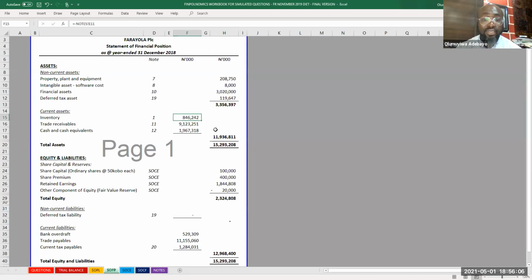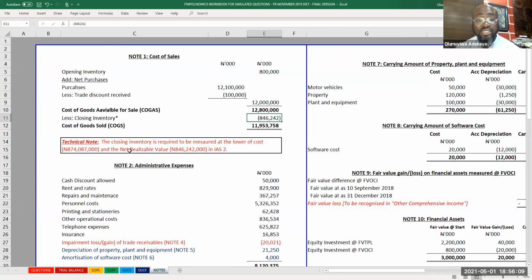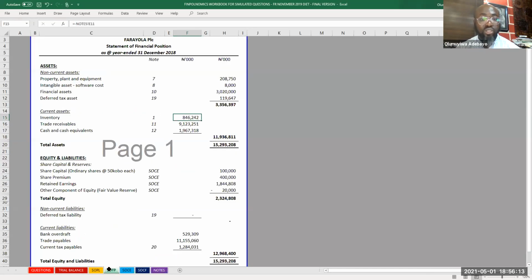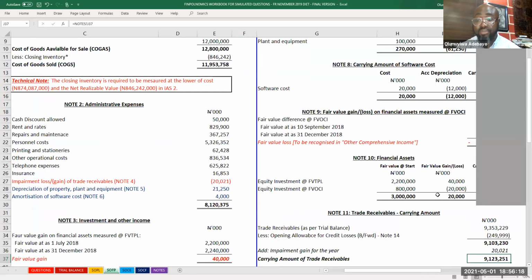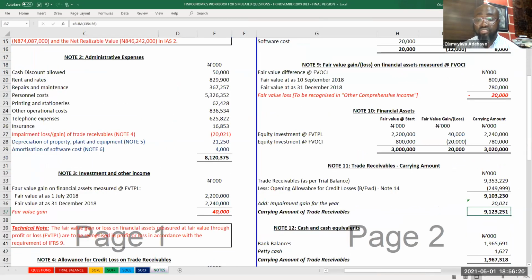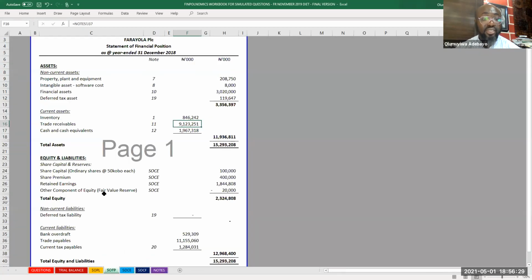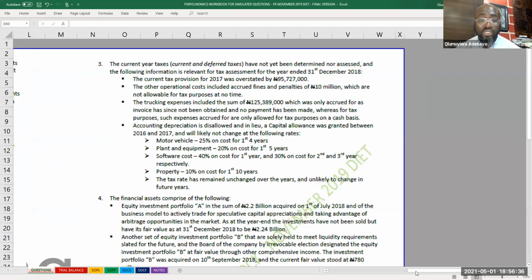Remember note one, where inventory was measured at the lower of cost and net realizable value, which is what you see there. Next one is trade receivables. Trade receivable is after subjecting it to impairment. Remember, first of all, adjusting our opening balance and adjusting it for impairment gains for the period. The next one we have is cash and cash equivalents. It's as it is in the trial balance. Okay, if you come to your trial balance, your cash and cash equivalents, there was no adjustment for cash.